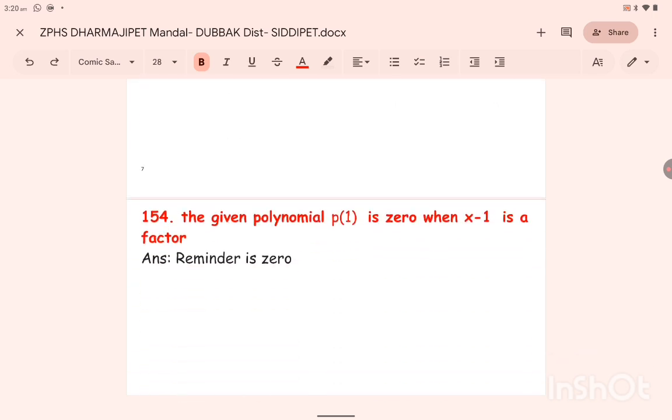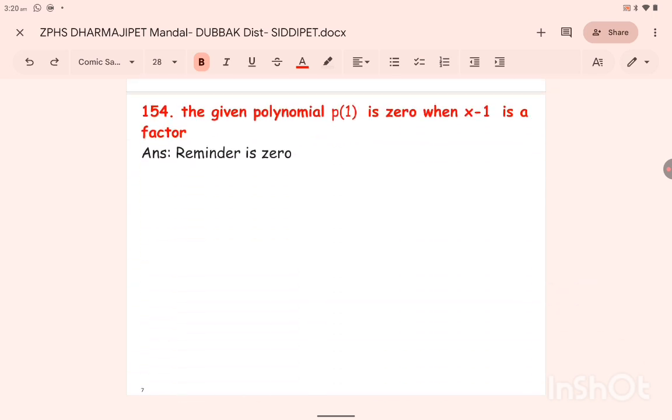Now next question. For the given polynomial, p of 1 is 0 when x minus 1 is a factor. The remainder is 0. That means here also p of x is any polynomial, p of x is divided by x minus 1. Then what is the remainder? p of 1. Now if the remainder p of 1 is equal to 0, then x minus 1 is known as a factor of the polynomial.